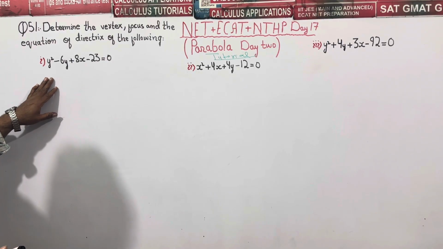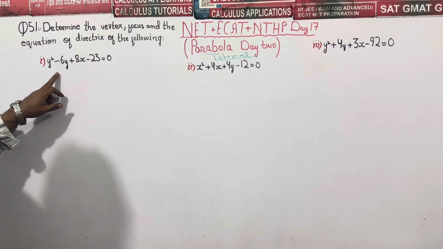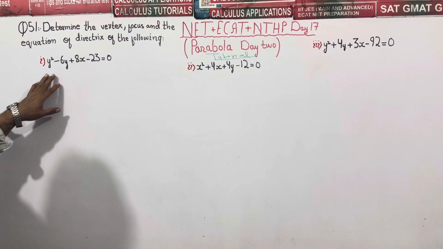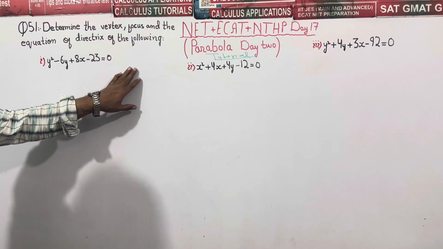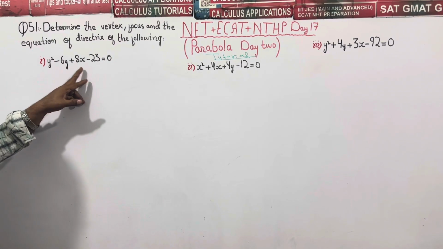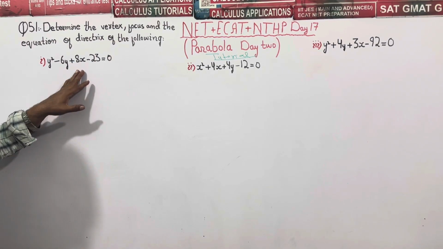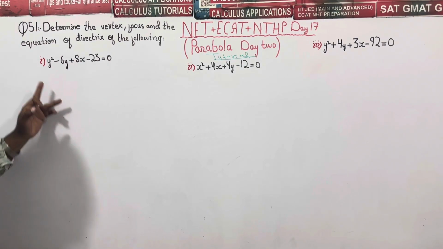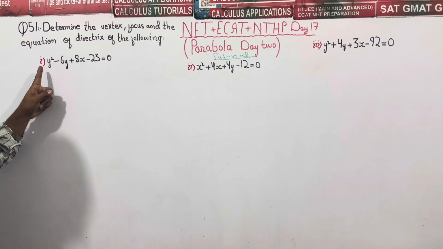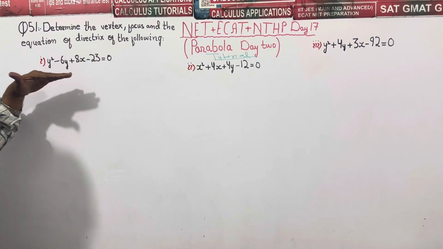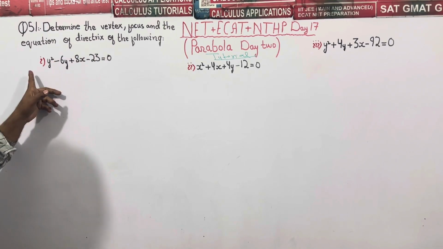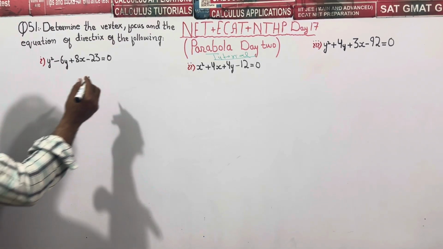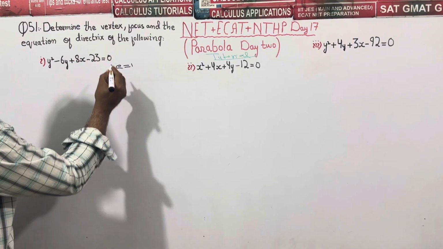Look at this. Our question number 1 is y square minus 6y plus 8x minus 23 is equal to 0. Look, if there is no term involving xy, and any one element has a square, either x or y, so there is only a square in y, from this we can deduce that it is the equation of a parabola. Its eccentricity is 1, according to the definition.